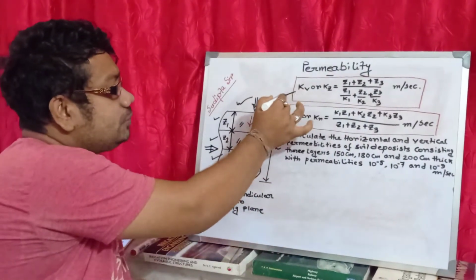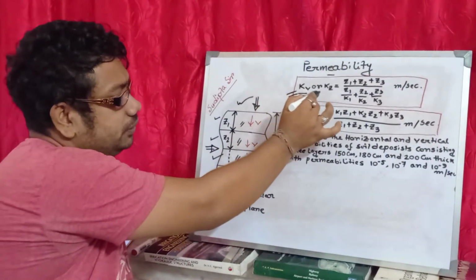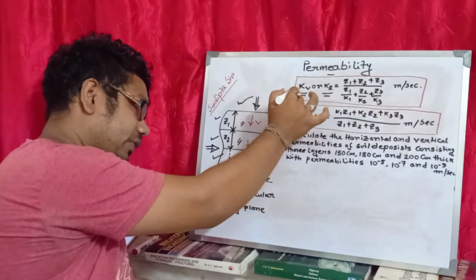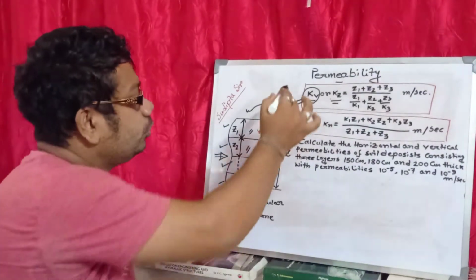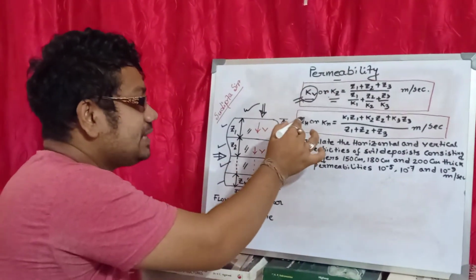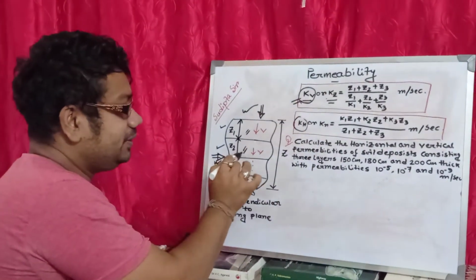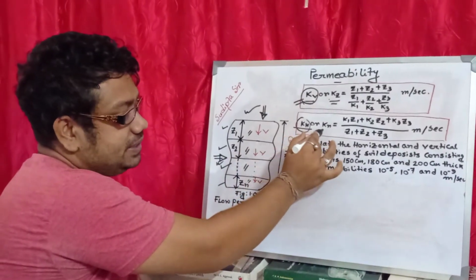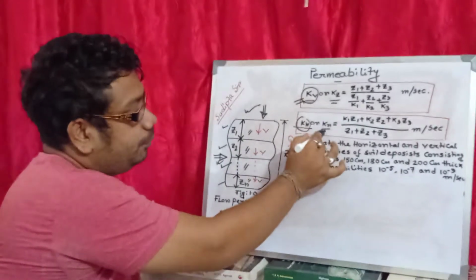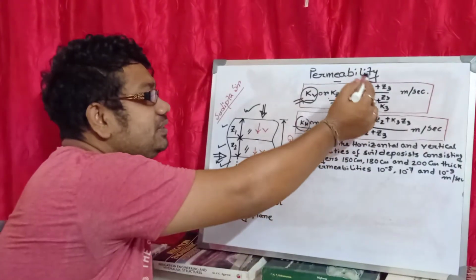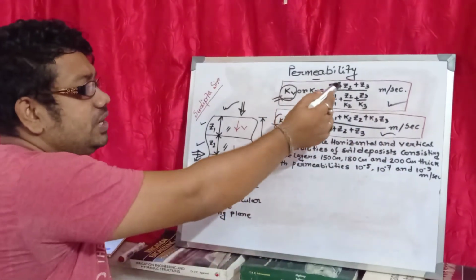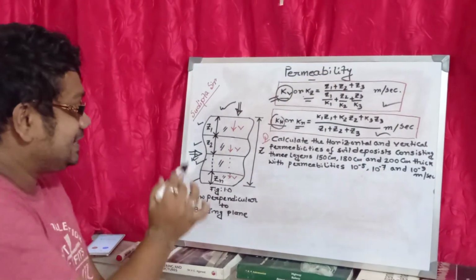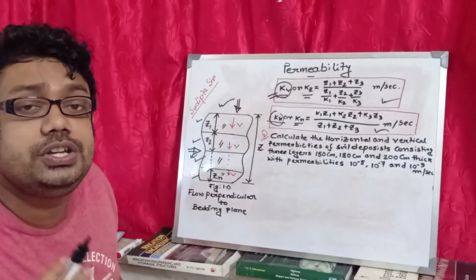Now you can see there are two formulas. For the vertical direction, that is Kv. Some books prefer Kv, in some books you will get Kz, but both are the same. When we are talking about the horizontal direction, some books prefer Kh, some books prefer Kx, both are the same. These are the two formulas. You can see Z1, Z2, Z3. What are the Z's? Z's are the thickness of the individual layers.